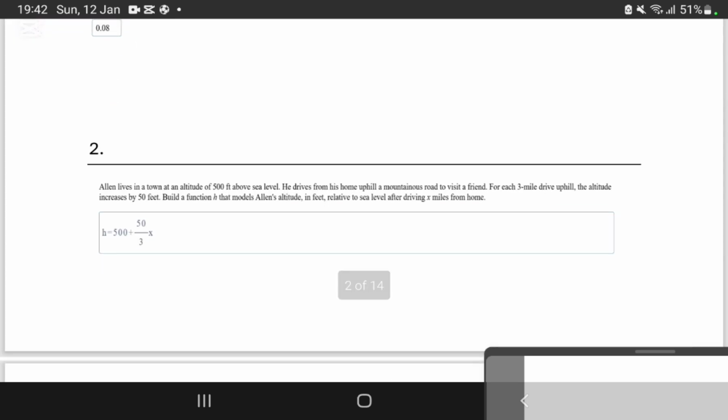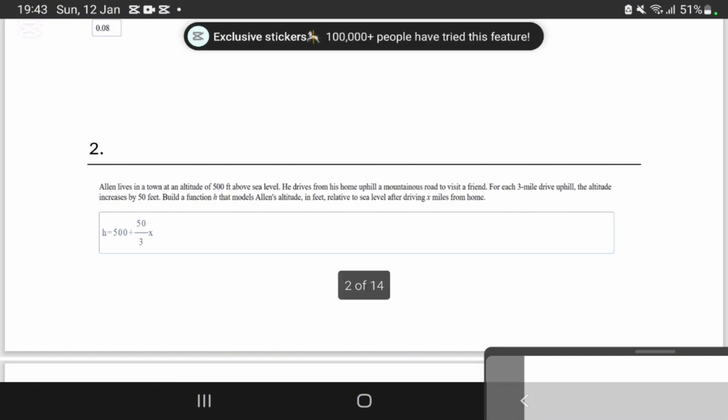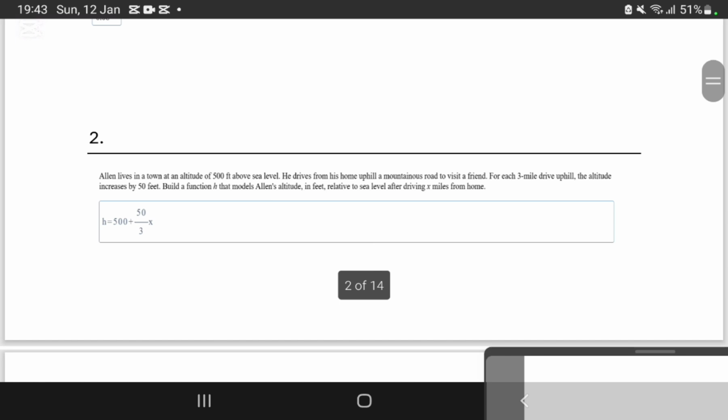Number 2. Alan lives in a town at an altitude of 500 feet above sea level. He drives from his home uphill on a mountainous road to visit a friend. For each 3 miles he drives uphill, the altitude increases by 50 feet. Build a function h that models Alan's altitude in feet above sea level after driving x miles from home.